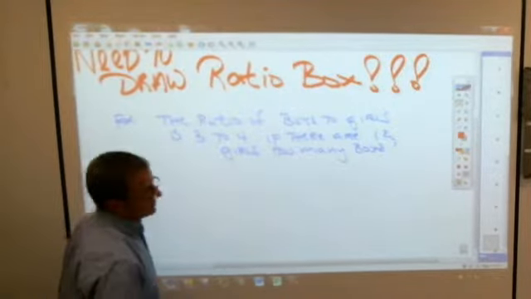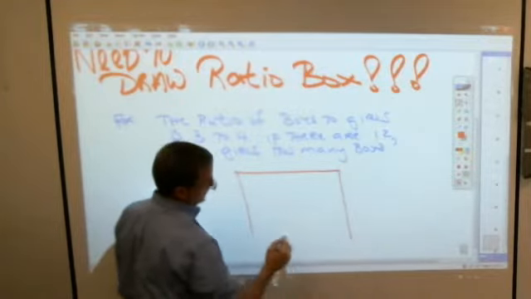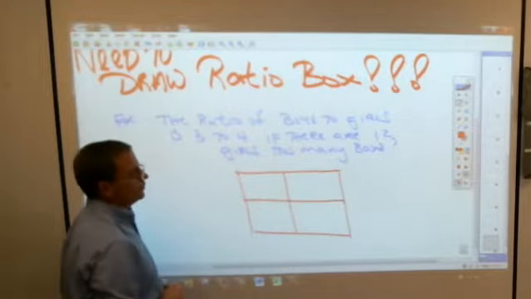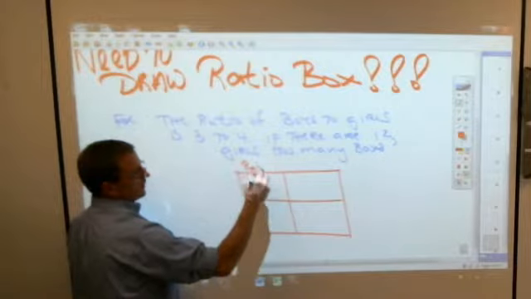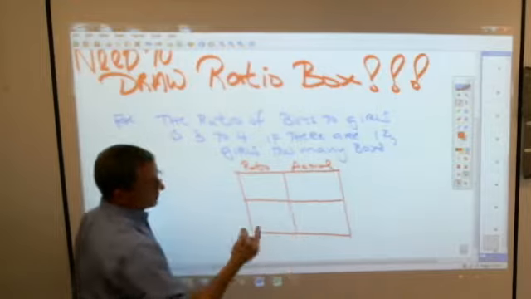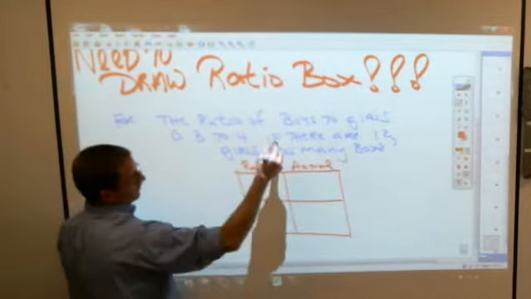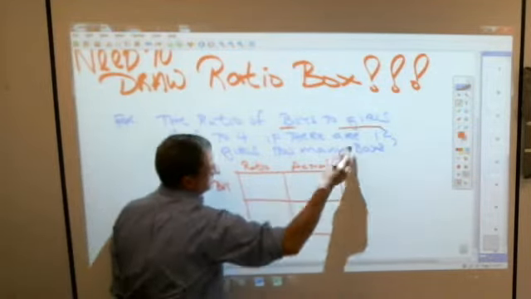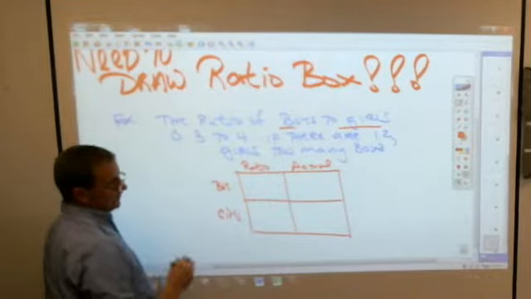Right, what you're going to do when you see a story problem like this is draw yourself a little box. For right now, cut it into 4 pieces. Up in the upper left, you're going to say, here is your ratio. Here is the actual. You can abbreviate R and A. Then you write down the 2 things you are comparing. I'm comparing boys to girls. And I just fill in the blanks.